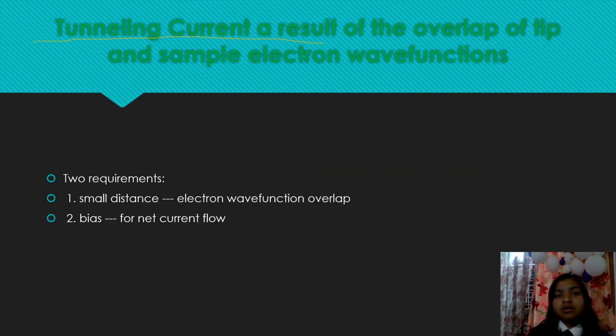Tunneling current is the result of overlap of the tip and sample electron wave functions. This wave function is phi. There are two requirements. One is the overlap of the tip and sample electron wave functions, which I already told you, and two is a bias for net current flow.